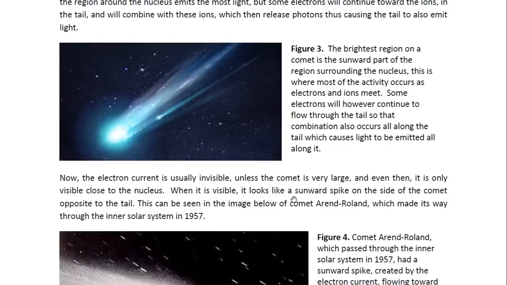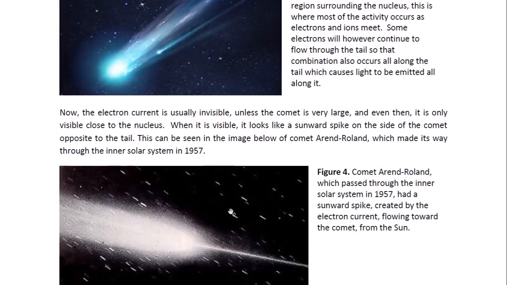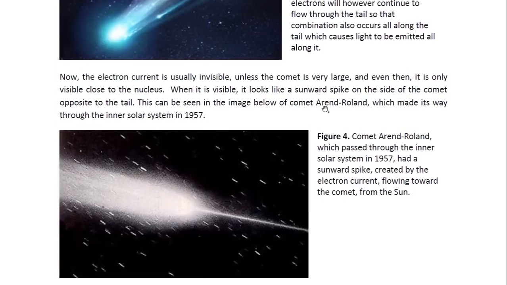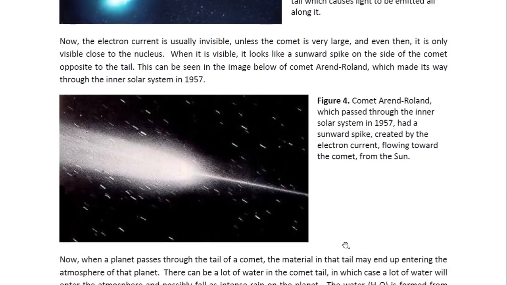When it is visible, it looks like a sunward spike on the side of the comet opposite to the tail, and this can be seen here below for comet Urbain LeVerrier, which made its passage through the inner solar system in 1957. And this comet had a sunward spike, so a strong electric current arriving at the nucleus and emitting so much light as it interacted with the ions here that it became visible.